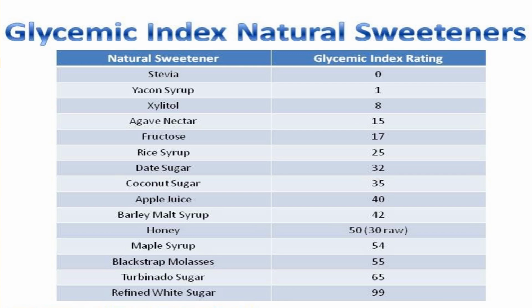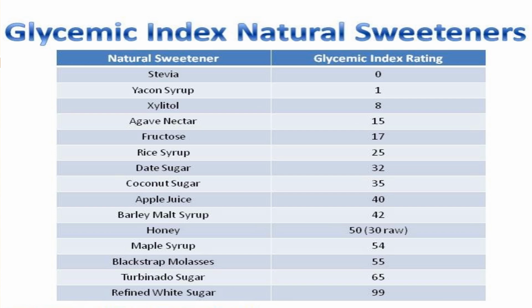So this is where glycemic index plays a role. Glycemic index is something which is based on what kind of free sugar or how much free sugar is present in the sugars or sweeteners which we are using. So stevia, syrup and xylitol, fructose, rice syrup, date sugar, these are some of the natural sweetener sources, and starting from 0 to 100 we can rate the glycemic index.